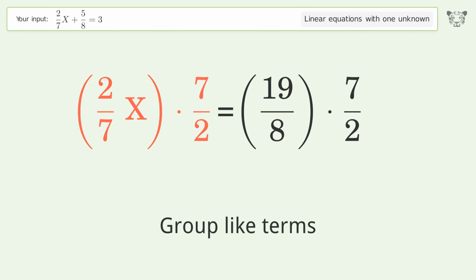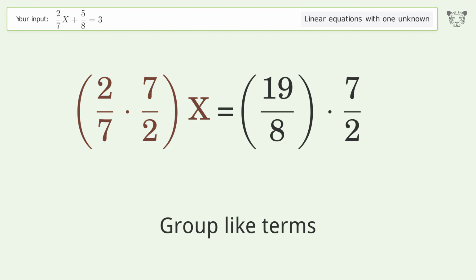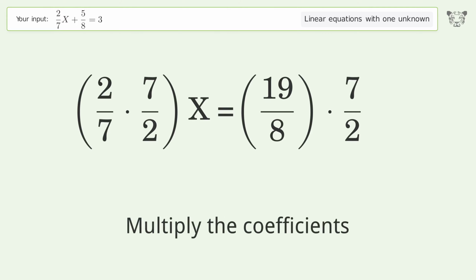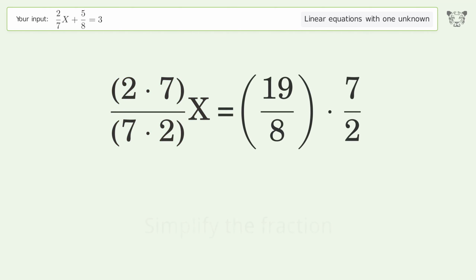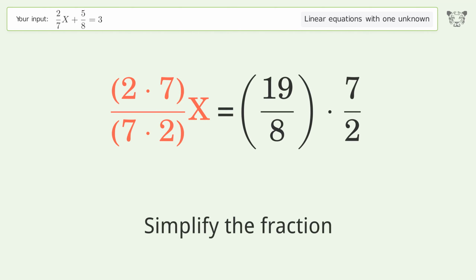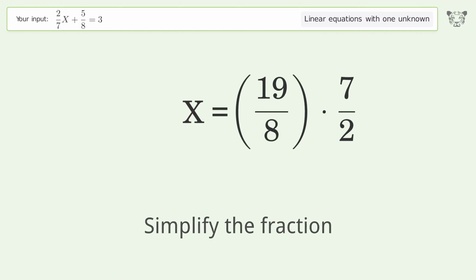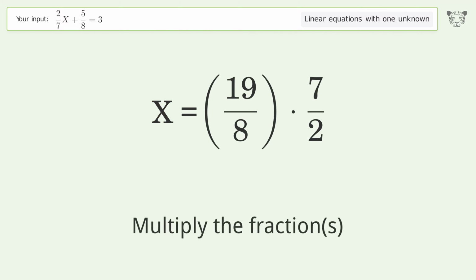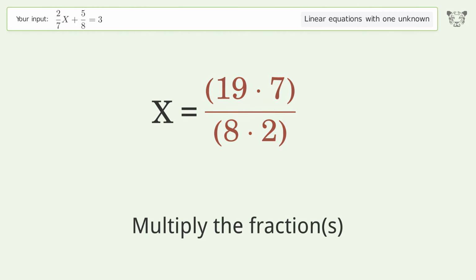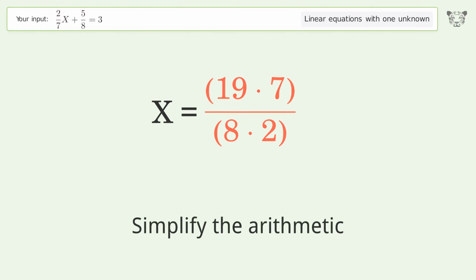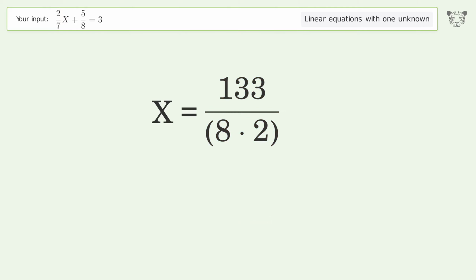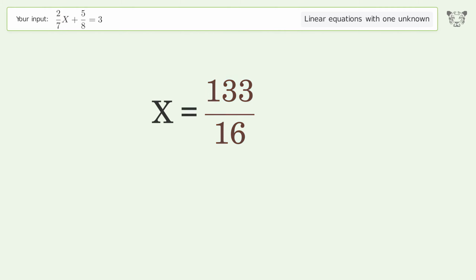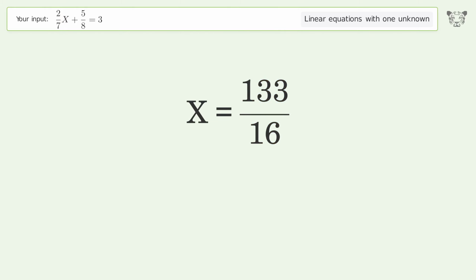Group like terms. Multiply the coefficients. Simplify the fraction. Multiply the fractions. Simplify the arithmetic. And so the final result is x equals 133/16.